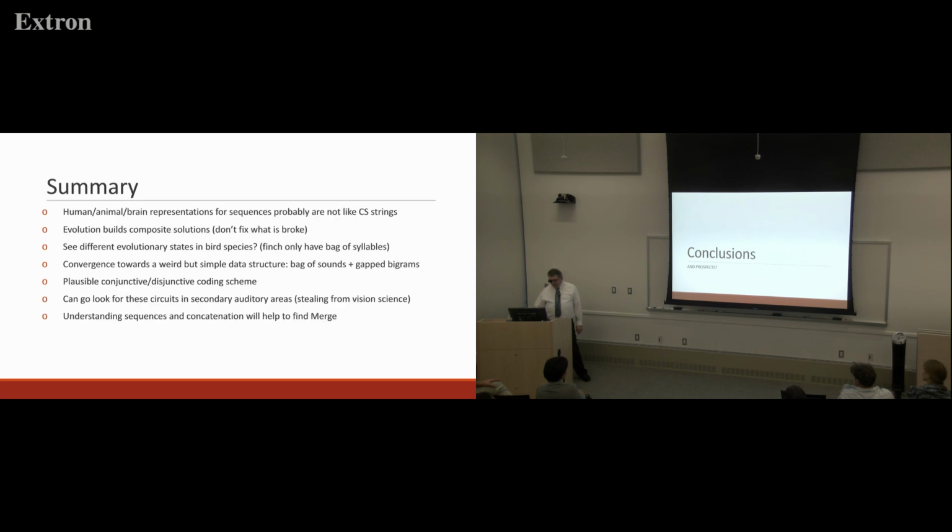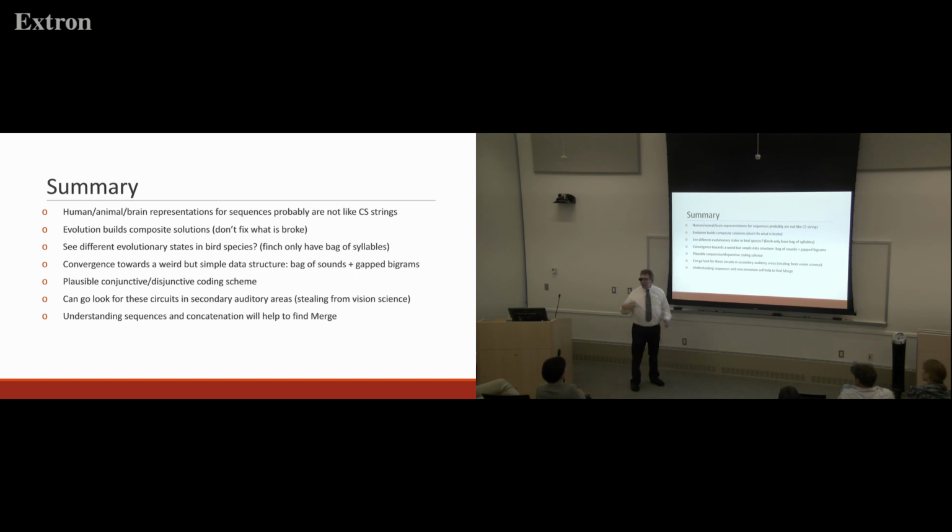Okay, so the conclusions are that the human and animal brain representations for sequences are probably not like computer science strings. So it's probably not the case that we just have memory locations that we can dump anything we want to in there, pull it out, change it, and so on. They're much more like pre-calculating what we could have seen.